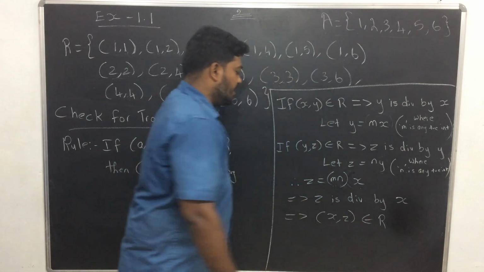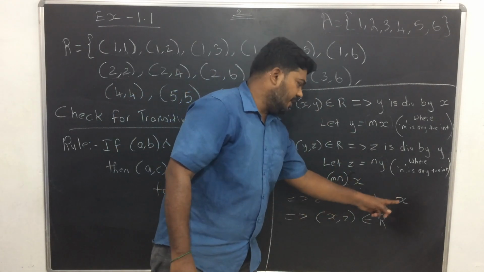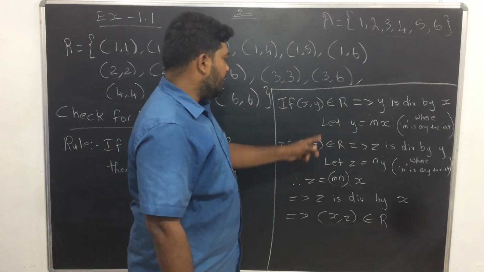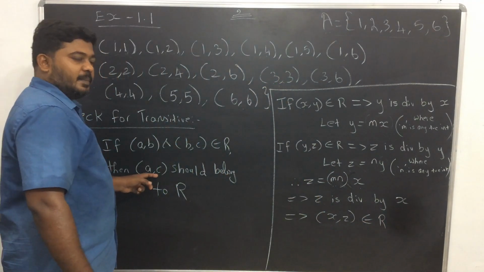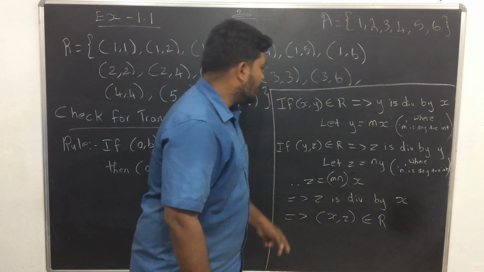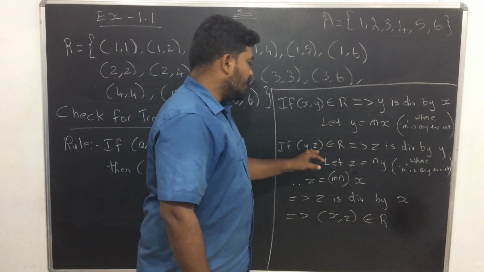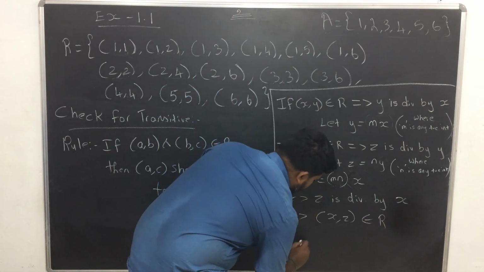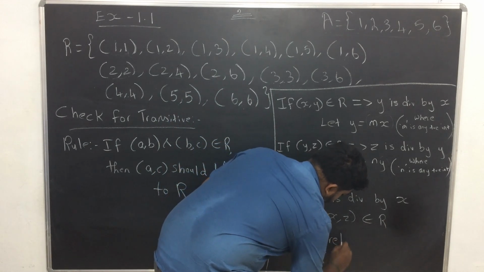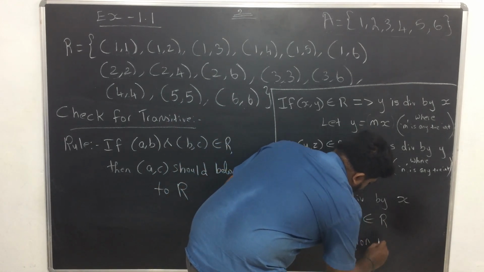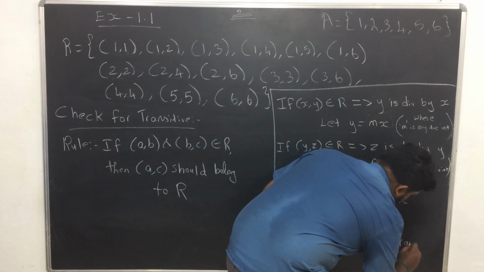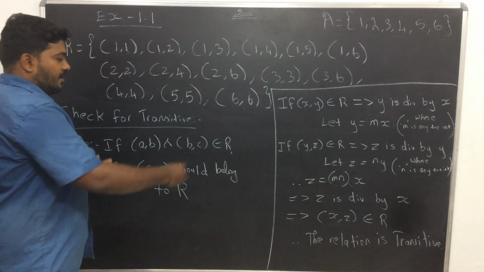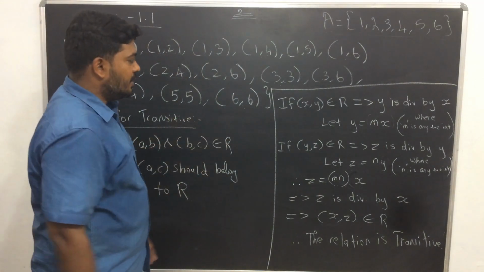This condition is satisfied. We have found that z is divisible by x, so we can very well say x comma z belongs to R. If x comma y belongs to R, y comma z belongs to R, and x comma z also belongs to R, therefore the relation is transitive. I have less space, so I am writing it here and there.